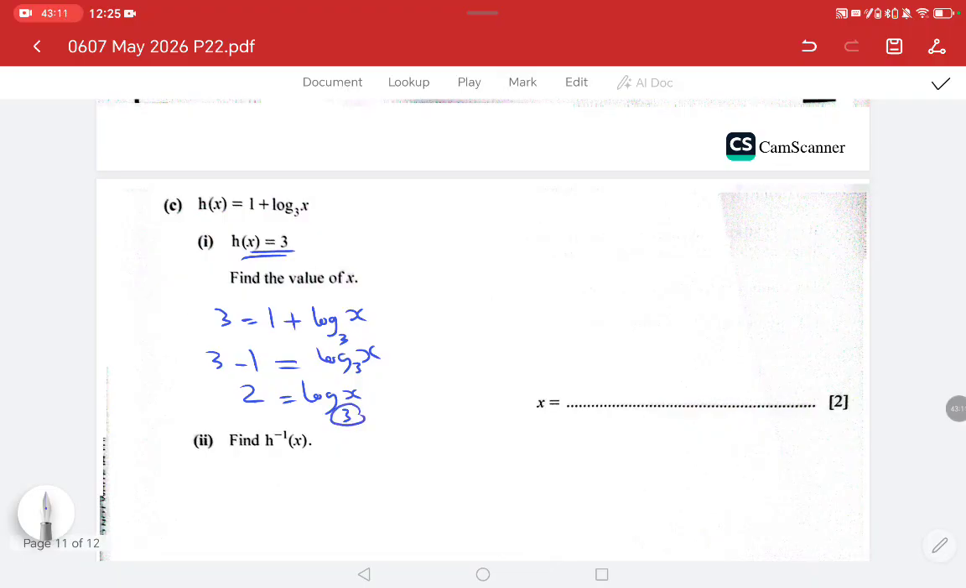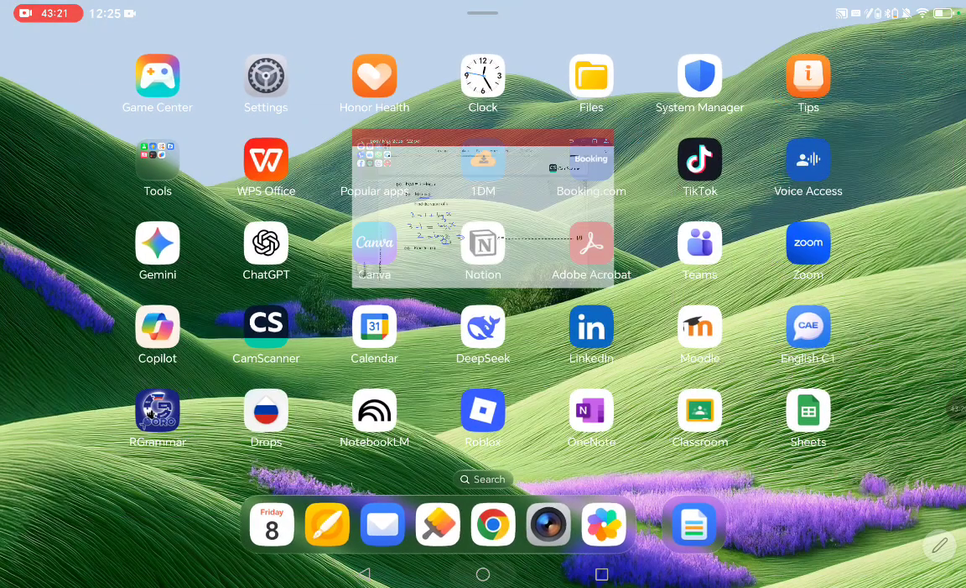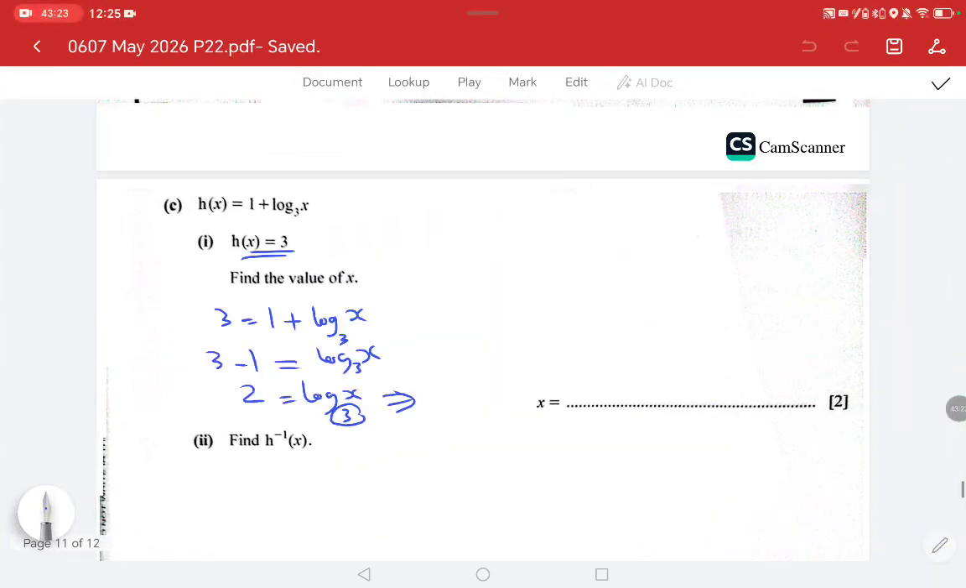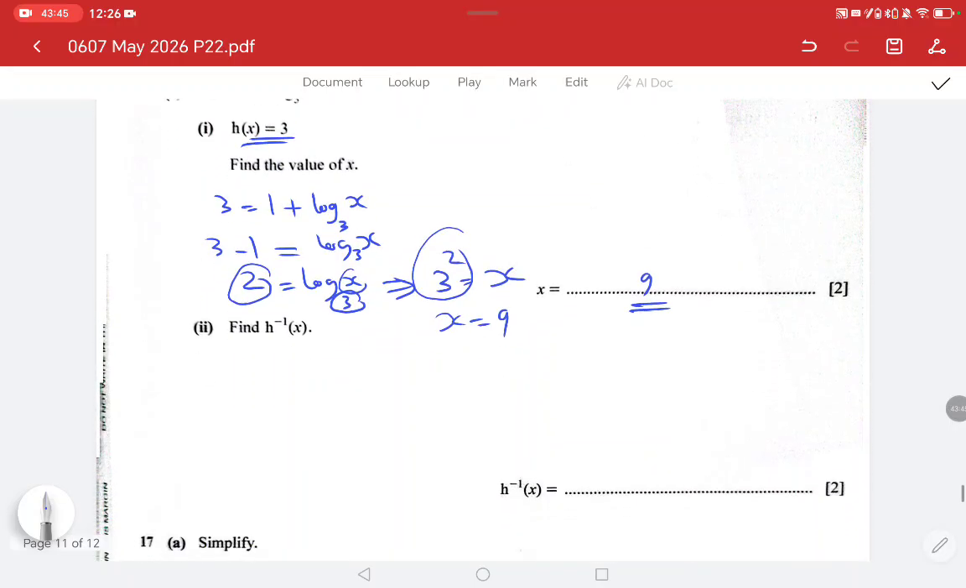Look, this is the base. Now we need to convert, just to know that we need to convert the logarithm form to exponent form. So the base is the same, 3. What's inside will be outside, and what's outside here will be in power. So x here equals what? x equals 9. Take care about converting from logarithm form to exponent form.